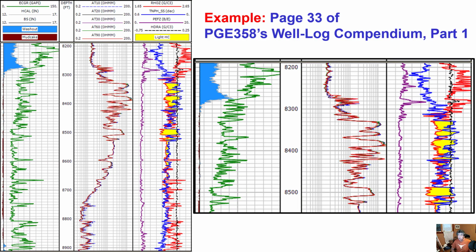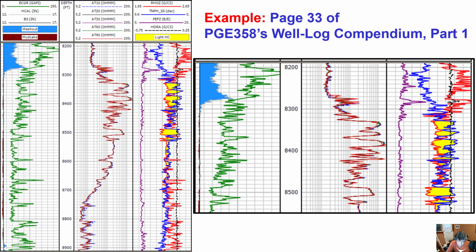Another very interesting example that comes from the Compendium is on page 33. We have looked at this before. It's a set of logs from the North Sea. Very interesting example where we had a shale at the top, and then we had presence of gas, then oil, and then water, and we had this beautiful capillary transition. But today, what I want to talk about is the gamma ray log of this unit.